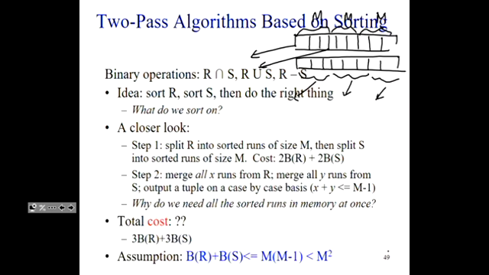So the cost is B(R) plus B(S) times 3. The constraint on memory is that the sum of the blocks of R and S is less than M times (M minus 1). So that's our constraint. And this is much more lenient than having to store one of the two relations in memory, right? In the one-pass algorithms, we require one of the two relations to be in memory. In this case, we don't. All that we need is B(R) plus B(S) less than a quadratic term in M. Okay?